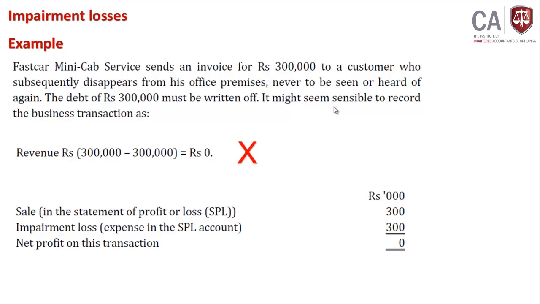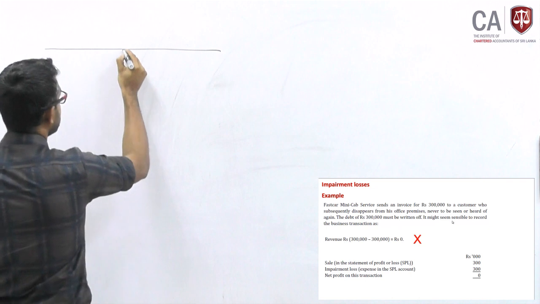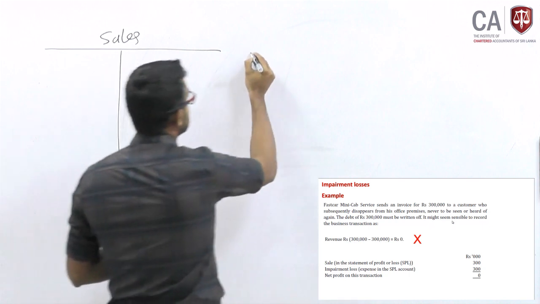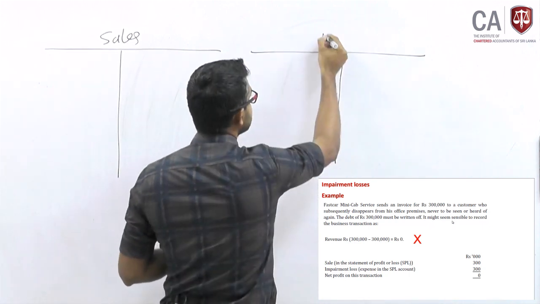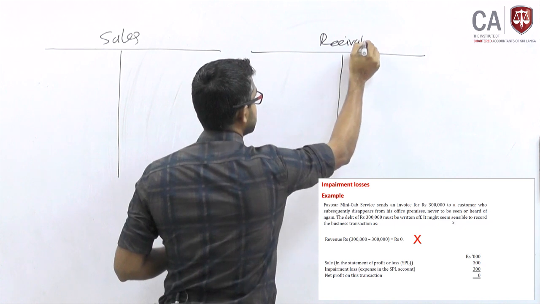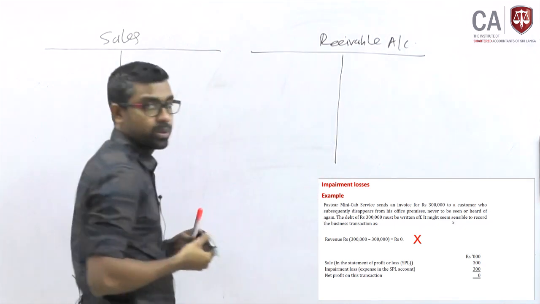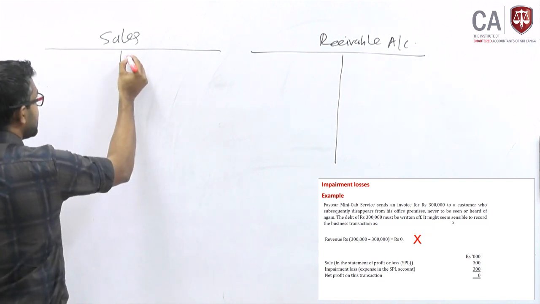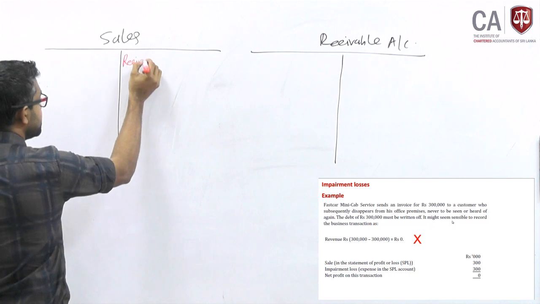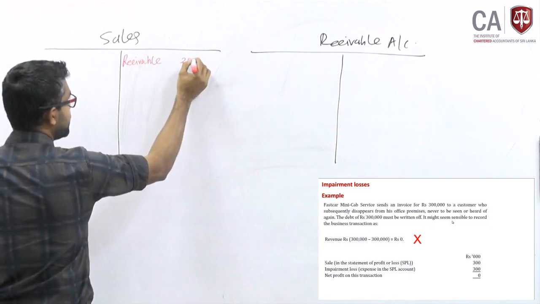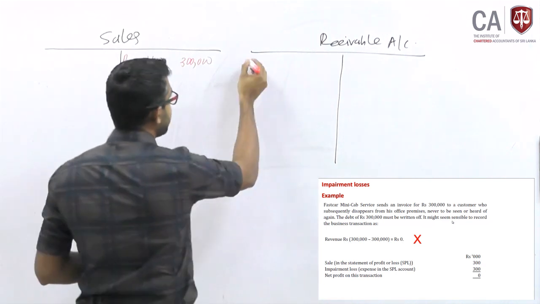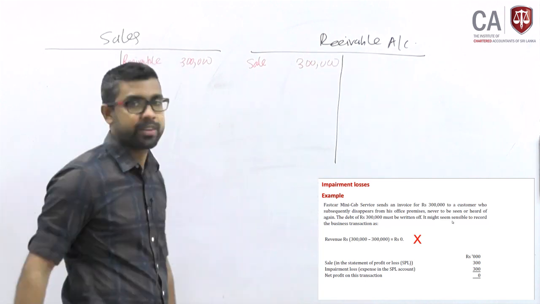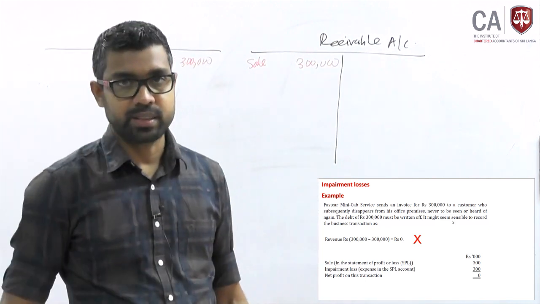So if you don't understand this properly, you will understand now, right? Fine. You have two accounts here. This is the sales account. This is the receivable account, which is the debtor account, right? How do you record the initial transaction? Sales credit 300,000, receivable debit 300,000. This is the double entry for the sale transaction.